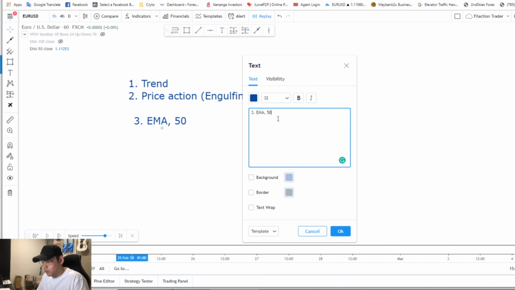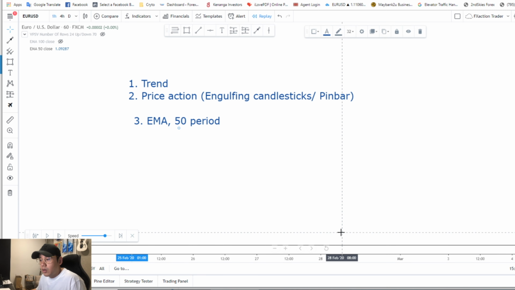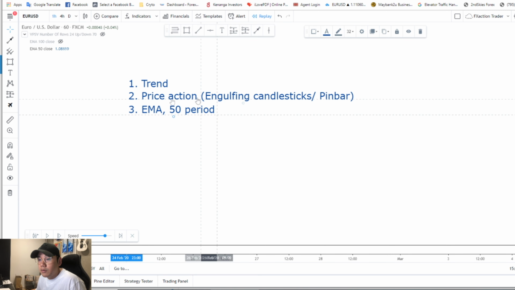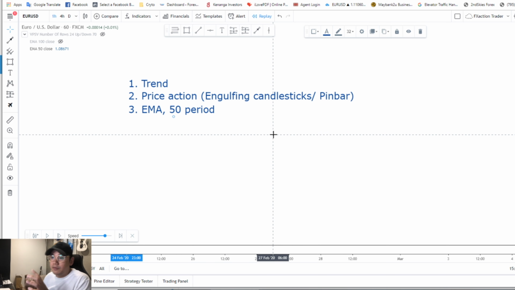I'm going to use the 50 period EMA, or EMA 50, in this setup. The name EMA stands for exponential moving average.